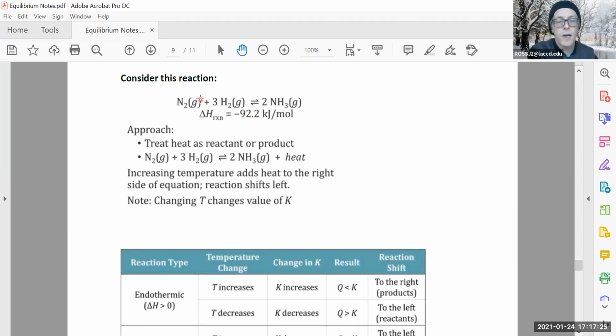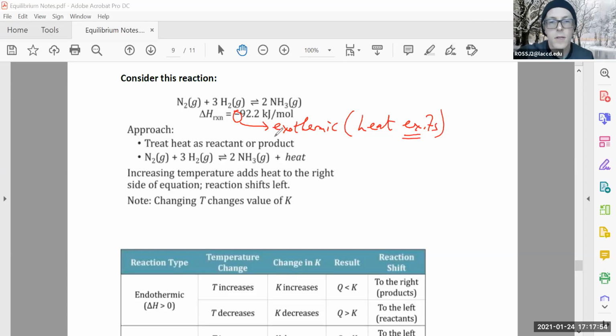Here we have the Haber-Bosch process, the synthesis of ammonia. Nitrogen and hydrogen gives ammonia. We're given an enthalpy for this process. We notice that it's exothermic. So because the enthalpy is negative, we know it's an exothermic process. So we know that heat exits, from our first semester general chemistry notes. We know that when heat exits a system, it's exothermic. We can write heat, therefore, as a product. So heat now is a product.